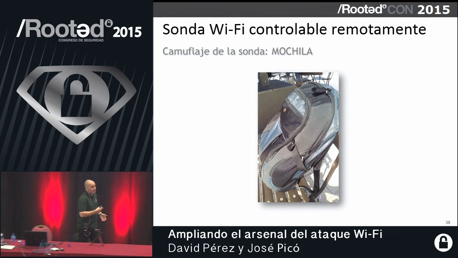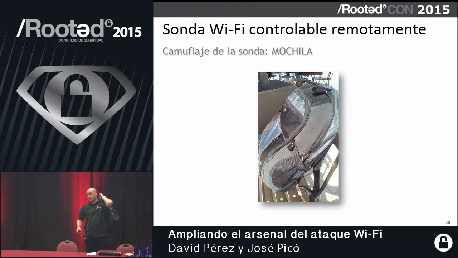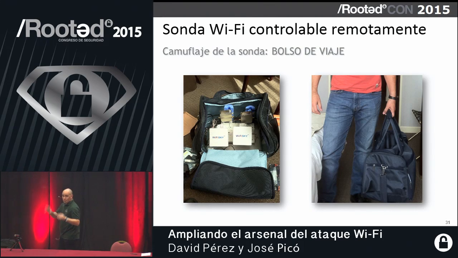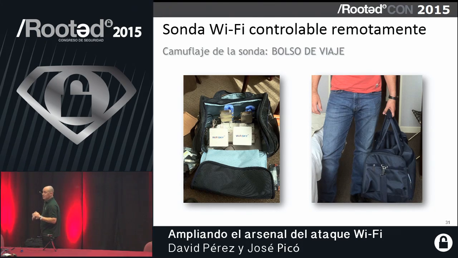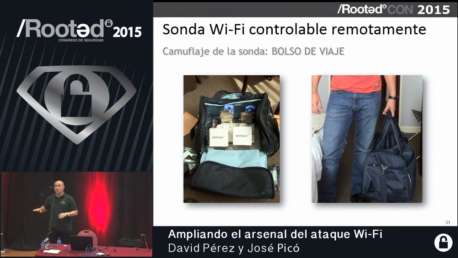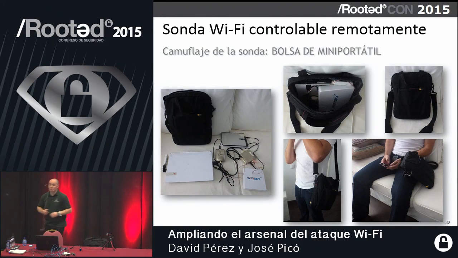To get the right camouflage for the probe, we used a mochila, a backpack, a portable rucksack. In this environment, it fits in properly, as you can see on screen. In a travel bag, you can put even 2 antennas. You're sitting on a bench, you put your bag at your side, and nobody will pay attention to you.